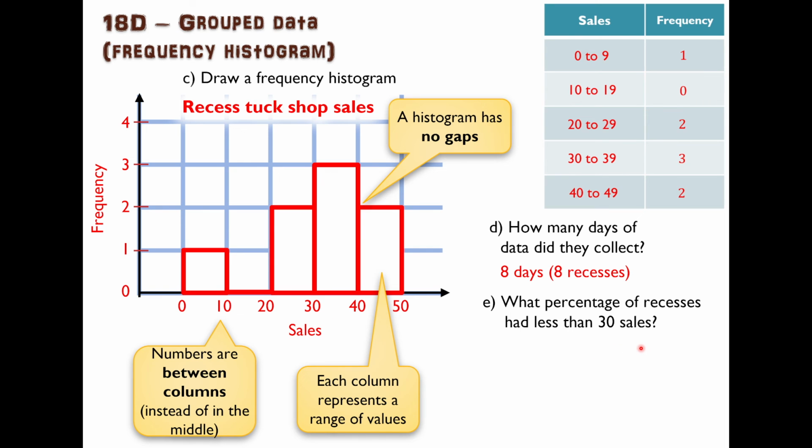Last question. What percentage of recesses had less than 30 sales? Well, here is 30 sales. Less than 30 sales are these columns here. So I can count how many times that happened. 1 plus 2 is 3. Out of how many in total? 8. Now I've got it as a fraction, and I can multiply that fraction by 100 and put a percent sign at the end to get my answer, 37.5%. Notice that I've used an equal sign here. It's not approximately equals because I did not have to round it. The answer is exactly 37.5%.